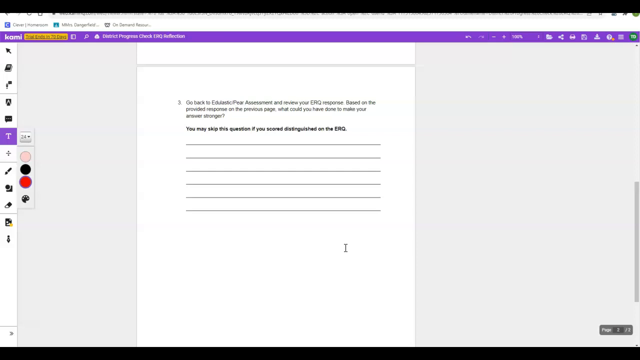Once you have finished this reflection question, there is one more assignment for you to do today. There is actually a video version of the lottery, and it's posted on Google Classroom. So after you finish question number 3, you're going to go back to Google Classroom and watch that Ed puzzle.